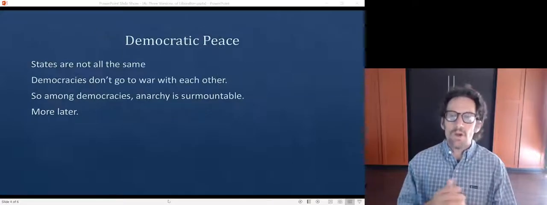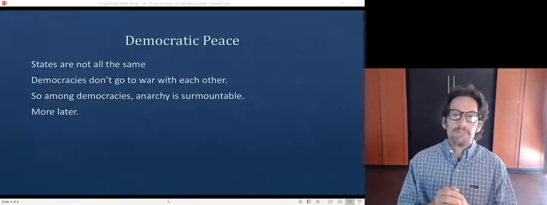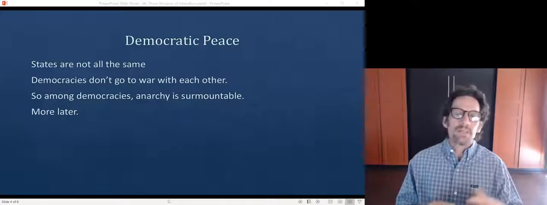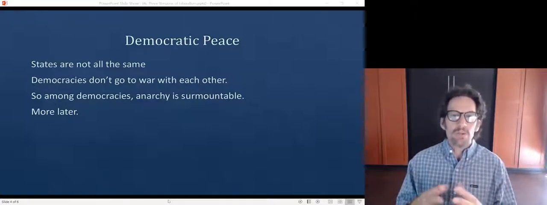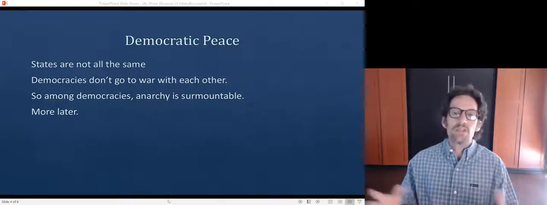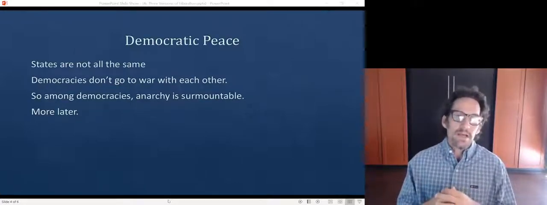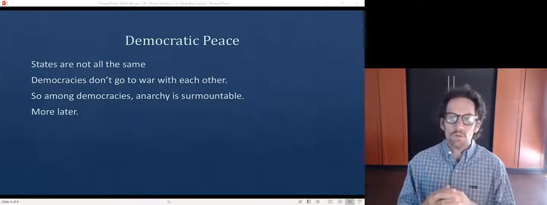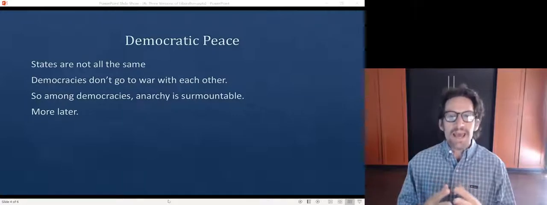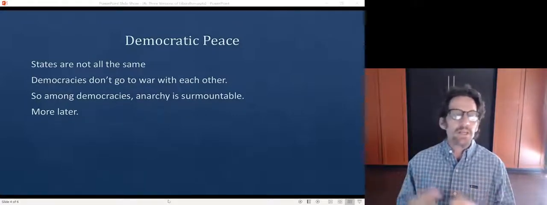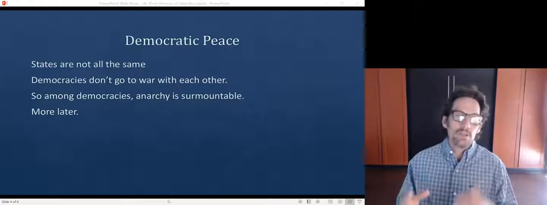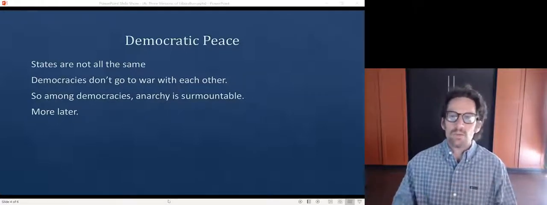A third school of thought is what's called the democratic peace. We're going to talk about this in a lot of detail in the future, but right now I'll just summarize it for you. The argument is, for realism, states are all the same, and states simply have interests. The argument of democratic peace theory is that states are not all the same, that democracies behave differently, and in particular, that they don't go to war with one another. So the argument is that among democracies, anarchy is surmountable. It no longer leads to the security dilemma and to conflict. And as I said, we'll say more about this later.